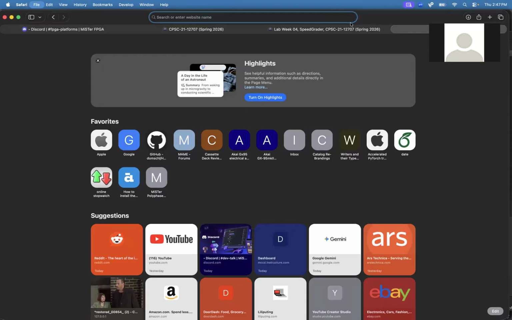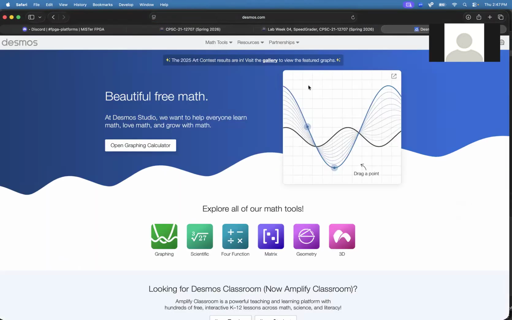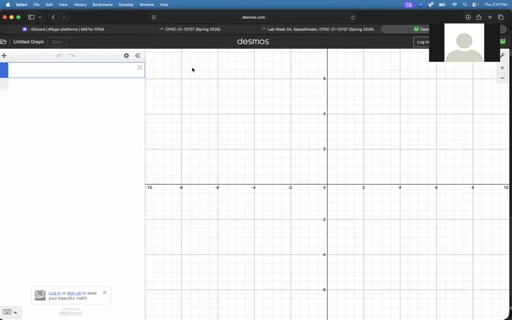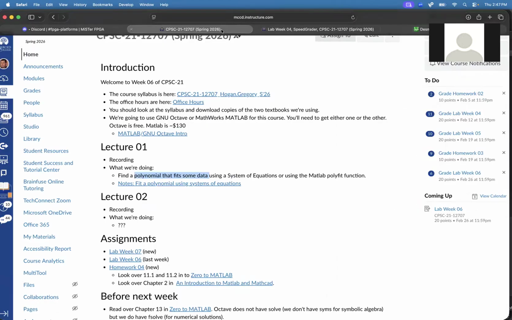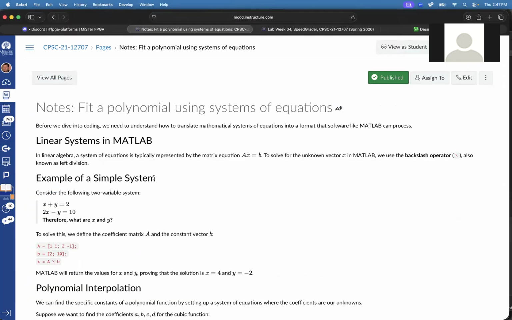So let us just open up maybe Desmos or something here. Desmos.com is just a graphing calculator, basically. So I will kind of refer to this as we're going. Back over here, I want to open up my notes. Okay, so let's do that. And this is what we have instead of lecture slides for today.